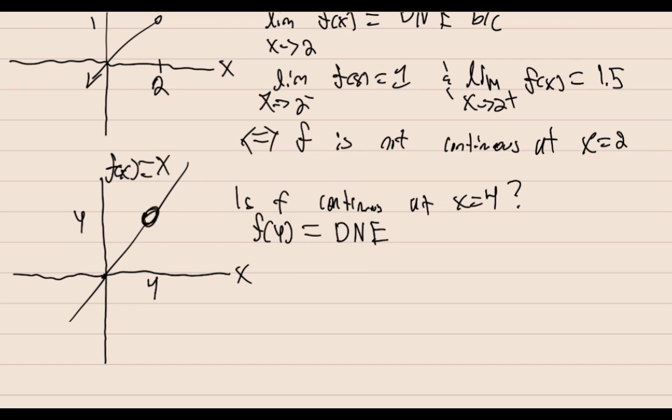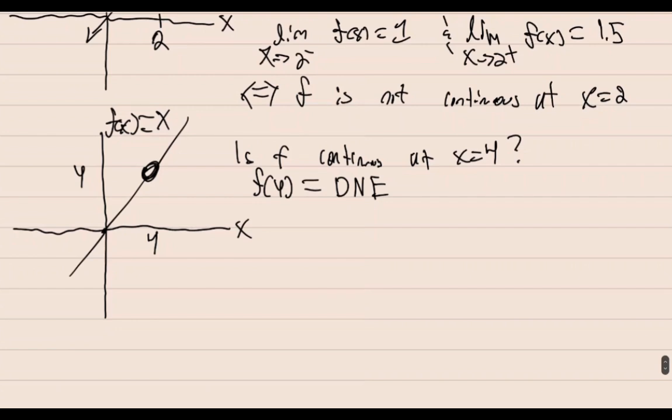And that's because there's an open circle here. I'll let you guys know what that's called in a bit, but let's go ahead and find this conclusion to this question. So we have f of 4 not existing. Let's try to find the limit as x goes to 4 of f of x.